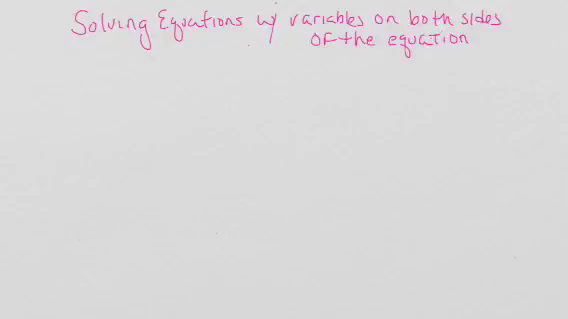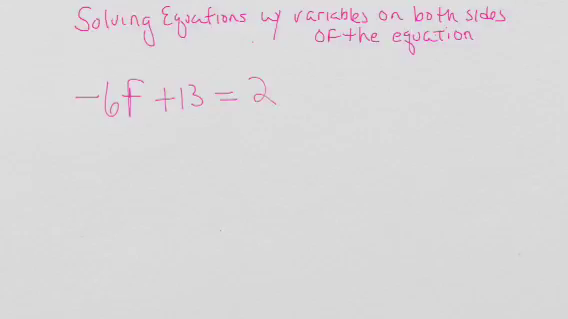I am going to show you how to solve an equation when you have variables on both sides of the equation. So if we look at the equation negative 6f plus 13 equals 2f minus 11, notice we have variables on both sides of the equal sign.